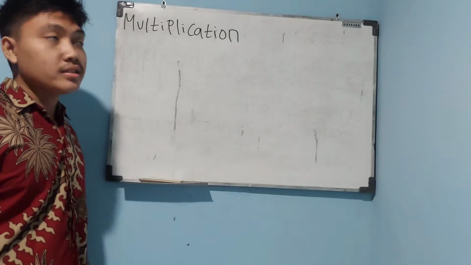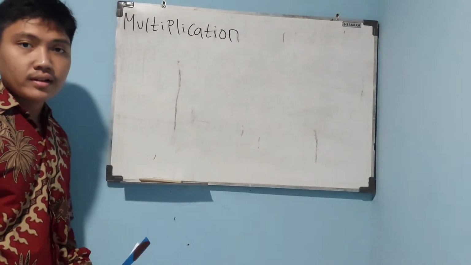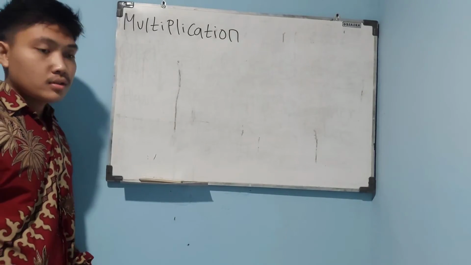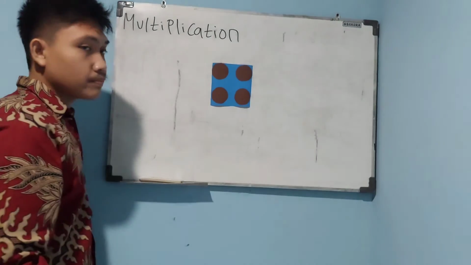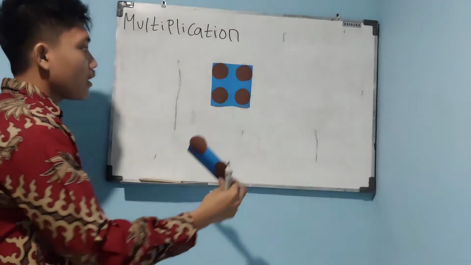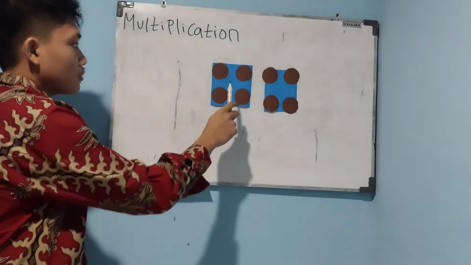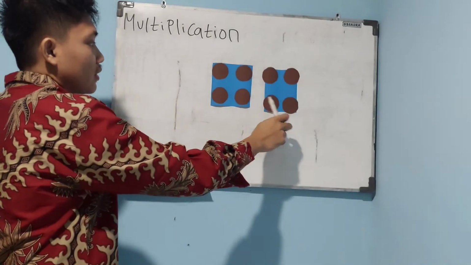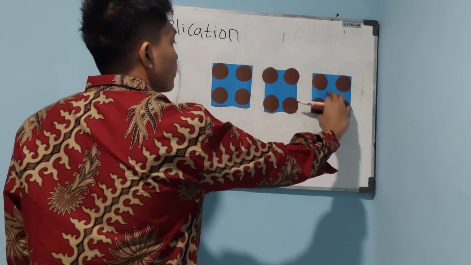The third is multiplication. Now I'll give an example. I have 4 cookies: 1, 2, 3, 4. And I have 4 more cookies: 1, 2, 3, 4, 5, 6, 7, 8. And I have 4 more cookies here.